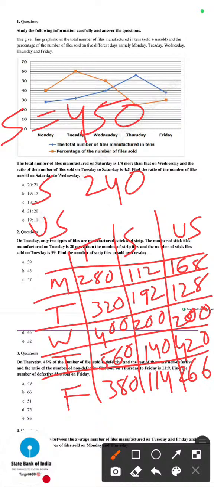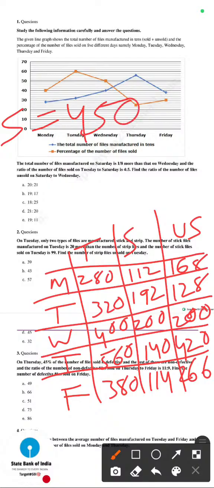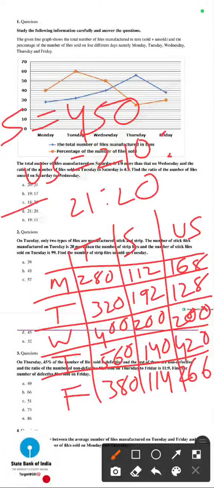The question asked is to find the ratio of the files unsold on Saturday to Wednesday. Unsold on Saturday will be 210, and the ratio of 210 to Wednesday unsold. Wednesday unsold is 200. So we get 21 is to 20. This is the ratio. So the answer will be option D is the first one's answer.